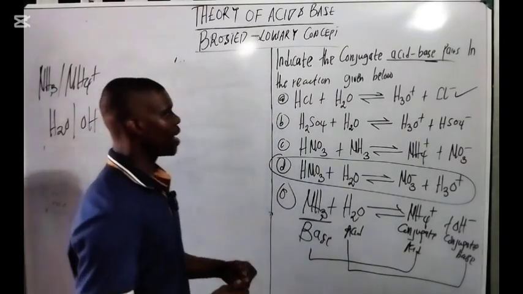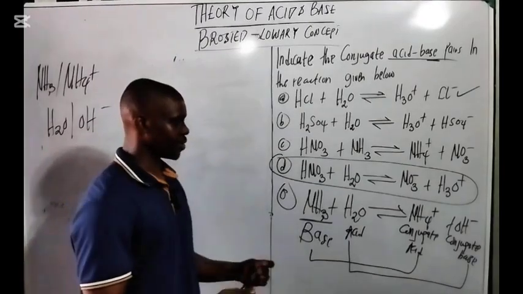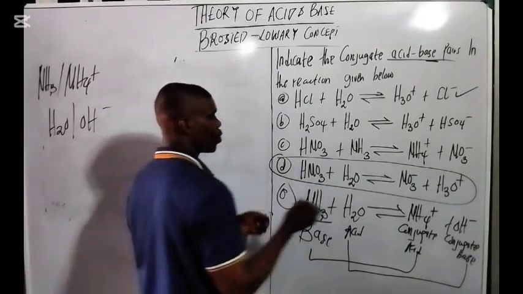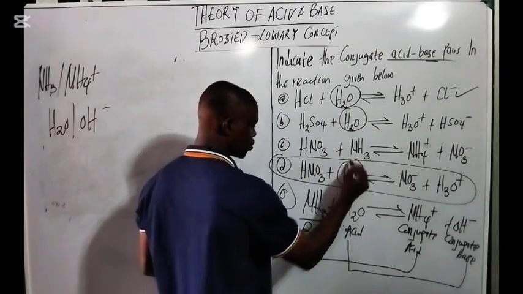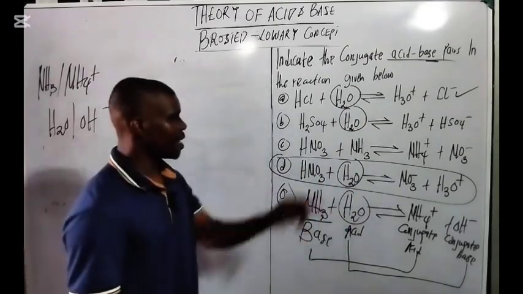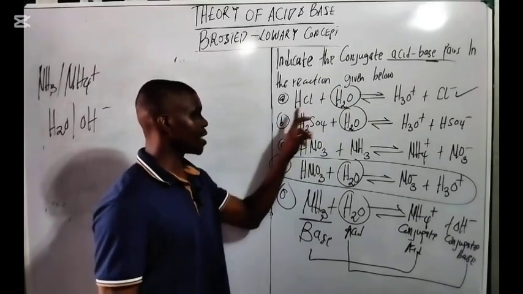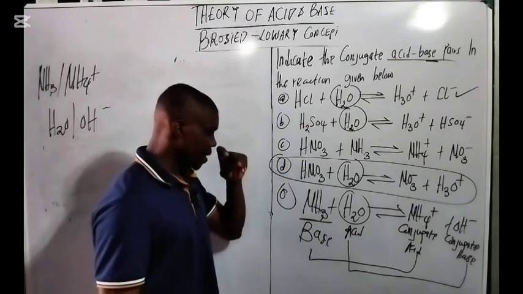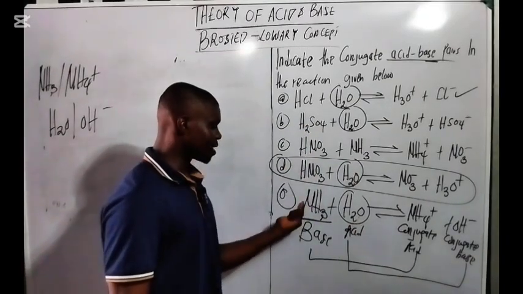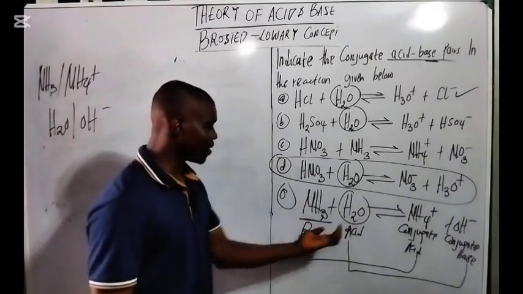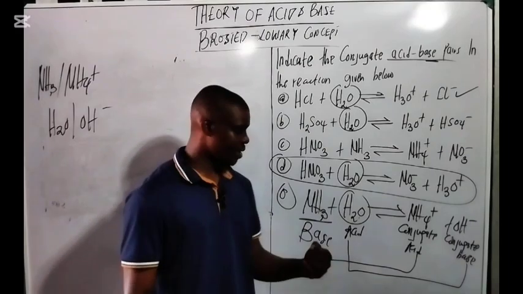So these are used to identify conjugate pairs, and this is everything about the Brønsted-Lowry concept. If you look at this water here, I want to explain to you: H2O is reacting with an acid here, so it behaves like a base. But here it is going to behave like an acid. Why? Because it is reacting with a base. So when you react with a base, it behaves like an acid.